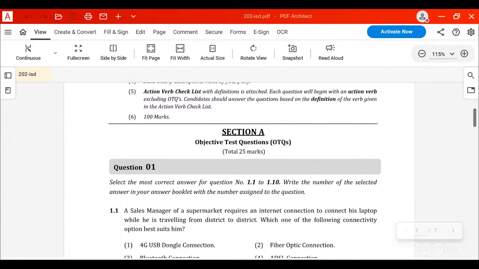At the end of the paper, there's an action verb list. Then you have to answer accordingly. Even though the action verb list is included in the past paper, you can read it before you go to the examination. It says what you have to do if the question includes discuss, and what you have to do if it includes list down.